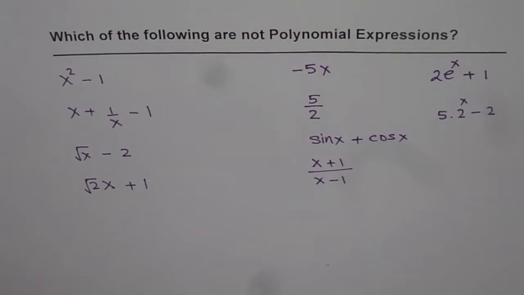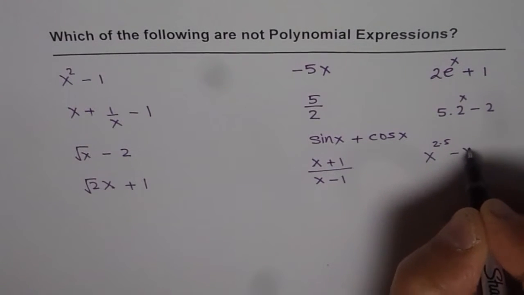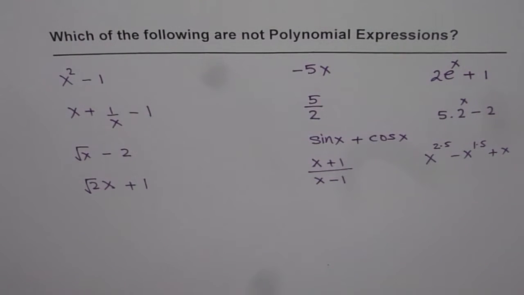Let's start answering them. So let's start with the first one. X squared minus 1, it is a polynomial. X plus 1 over x minus 1 is not a polynomial. Okay, let me add one more. Similar to this, we'll write x to the power of 2.5 minus x to the power of 1.5 plus x. Okay, so we are given a few more examples of expressions which may or may not be polynomials. Let's start answering the question now. Which one of these are polynomials and which one of these are not polynomials?